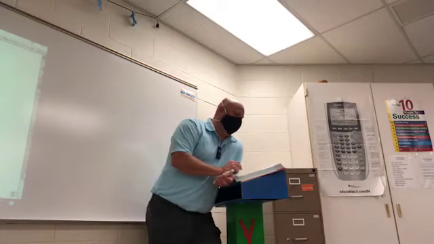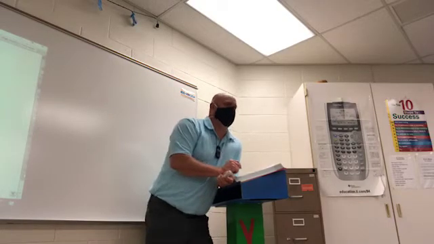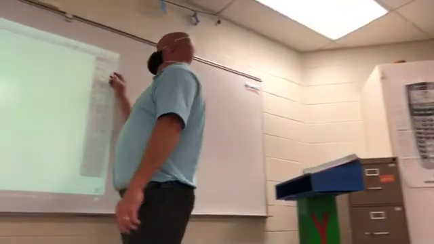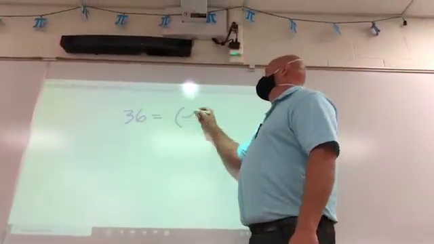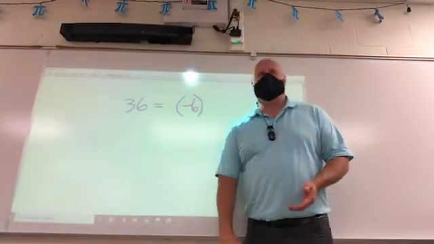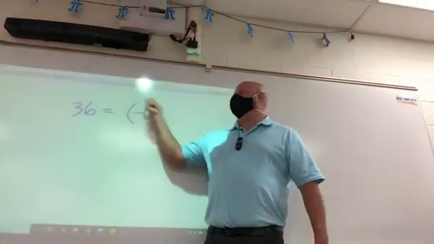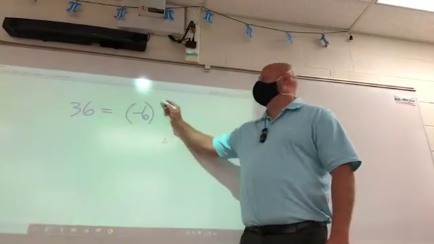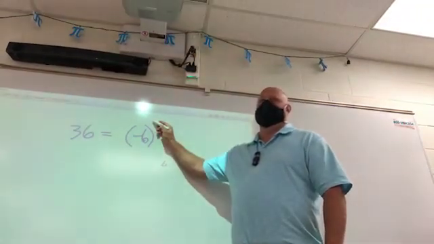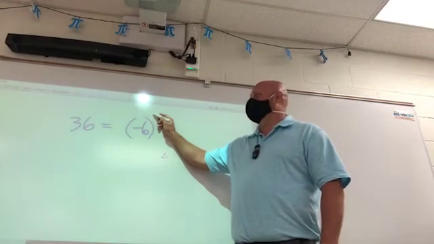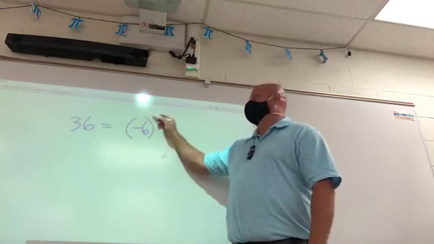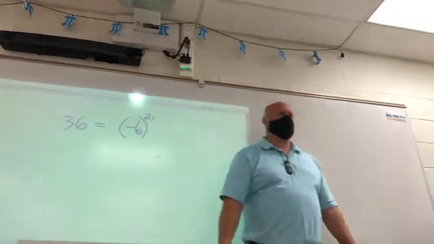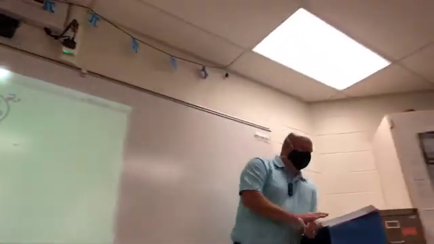Like number 14. It says write 36 in base what? Negative 6. So I got to put that in parentheses. How many negative 6s would I need to get to 36? Just 2 of them, wouldn't it? Right? Are we good with those?